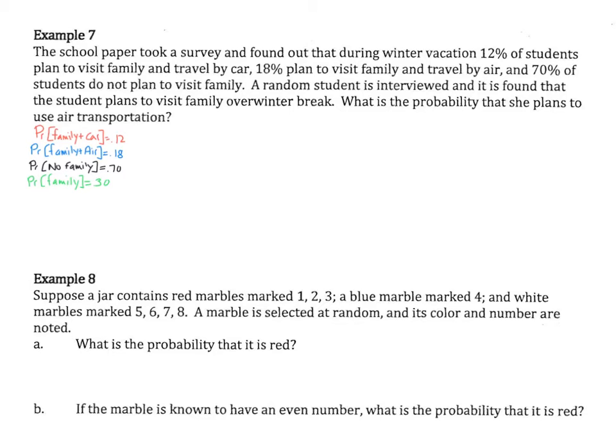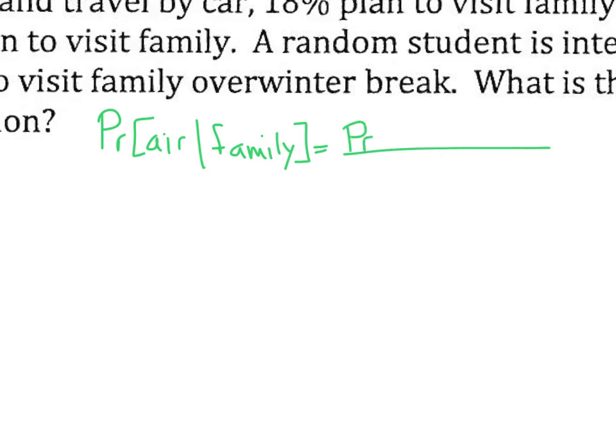Then at the end it asks, a random student is interviewed and it is found that the student plans to visit family over winter break. Okay, so that's a satisfied conditional. They are visiting family. What is the probability that she plans to use air transportation? Remember, the question is always the first part. Given family. So this would be the probability of air and family divided by family.